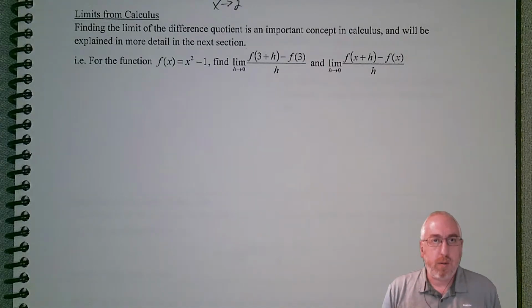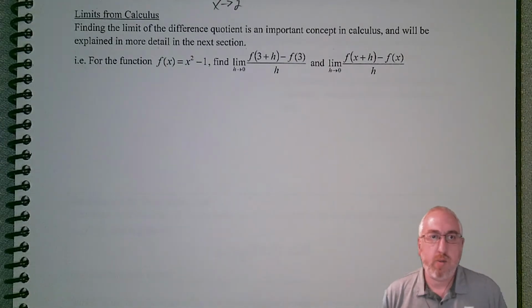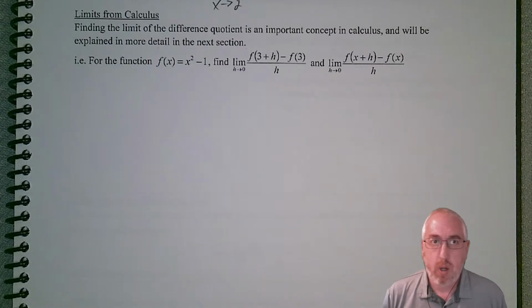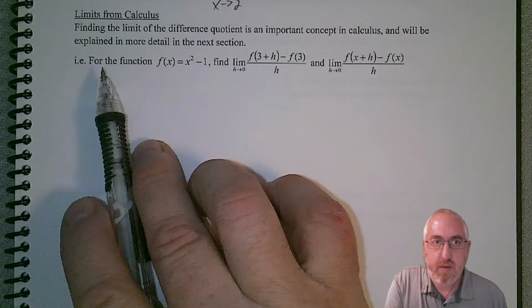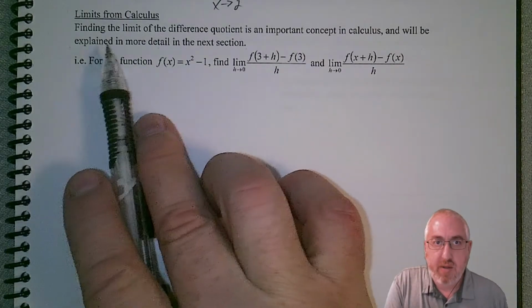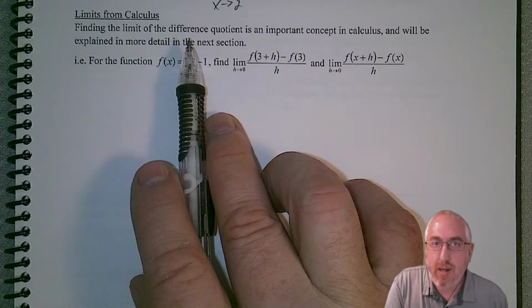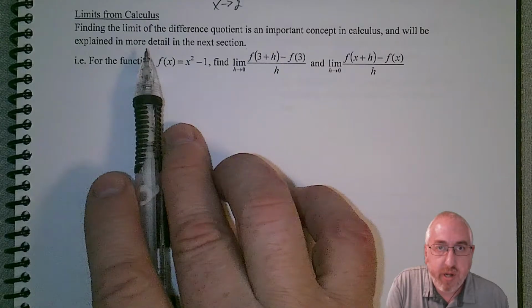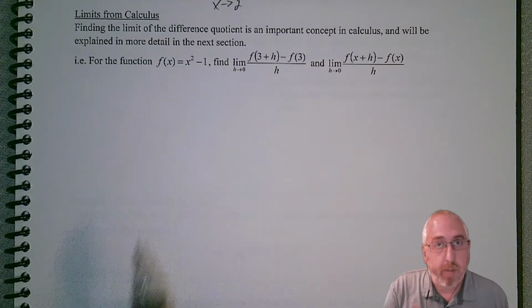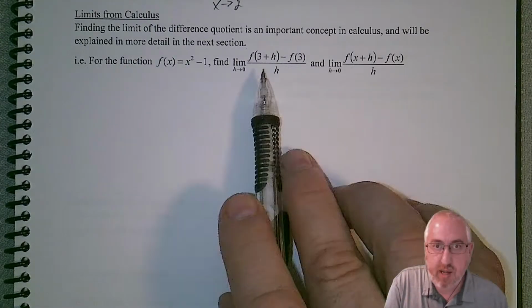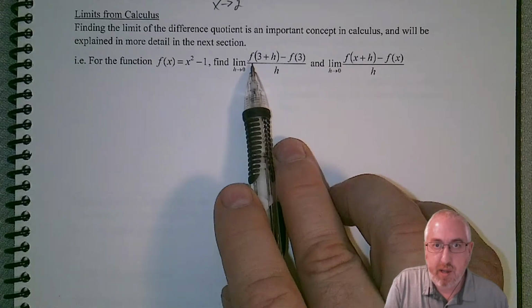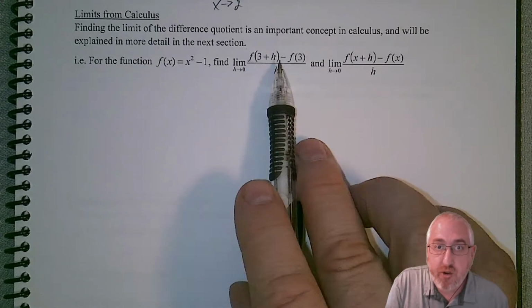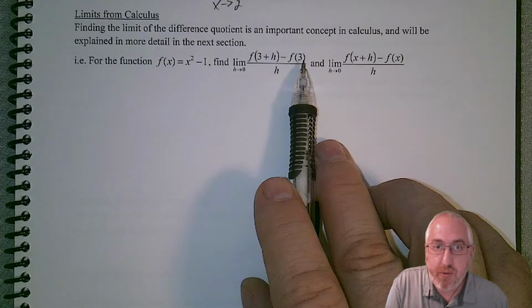Alrighty folks, so we're in our last video for section 12.2 and we're going to be looking at limits from calculus. So finding the limit of the difference quotient is an important concept in calculus and will be explained in more detail in the next section. So remember, difference quotients look something like this. So we could have something like f of 3 plus h minus f of 3 all over h.